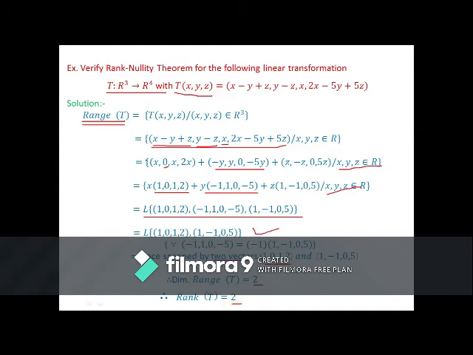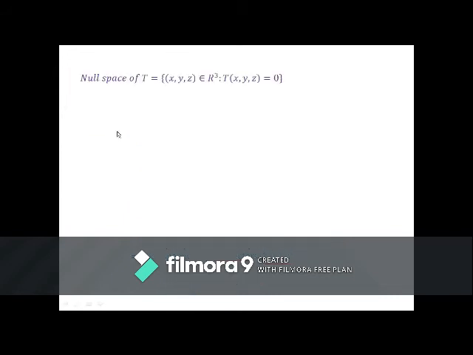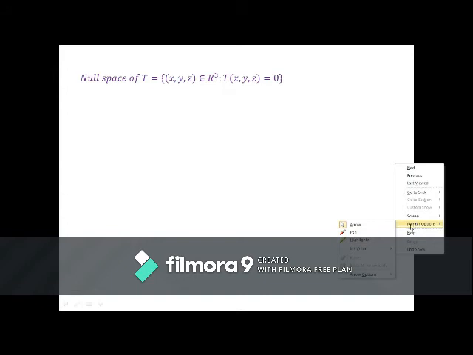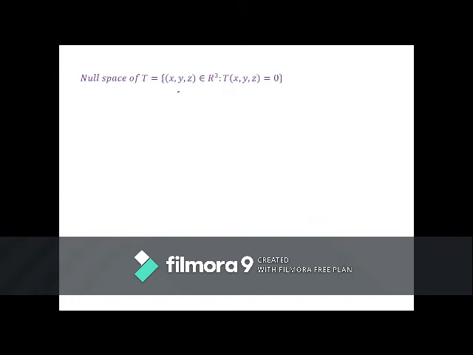Now we are going to find the null space of T, and then we are going to find the nullity of T, that is, the dimension of the null space of T. Recall, what is the null space of T? Null space of T is nothing but all (x, y, z) belongs to R3 for which T(x, y, z) is equal to 0 bar. See here, (x, y, z) belongs to R3 means all (x, y, z) whose image under T is 0 bar.